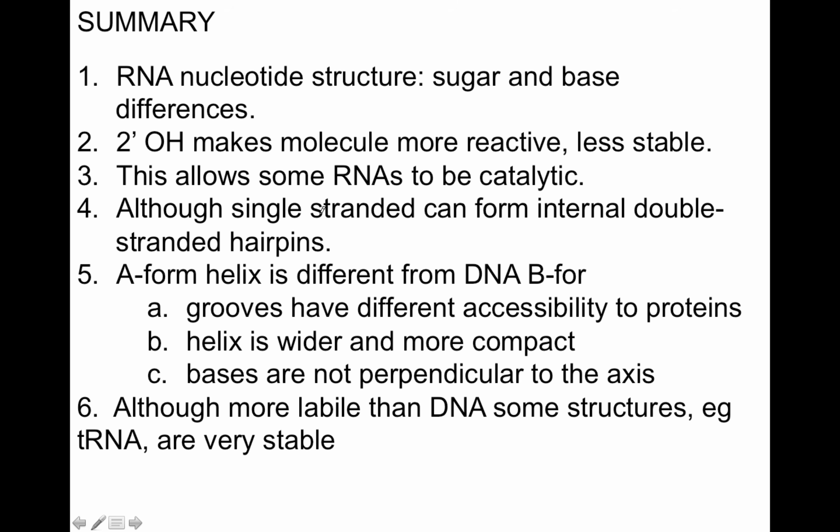Although it is a single-stranded molecule, it can form internal double-stranded hairpins, all different kinds and shapes and forms and sizes. The A form helix is different from the DNA B form. Their grooves have different accessibility to protein. The helix is wider and more compact. The bases are not perpendicular to the axis. And finally, although more labile than DNA, some structures, for example, tRNAs, are very stable.